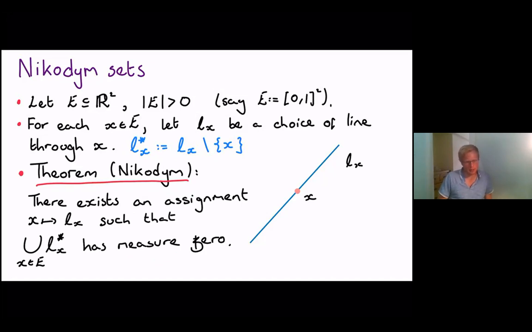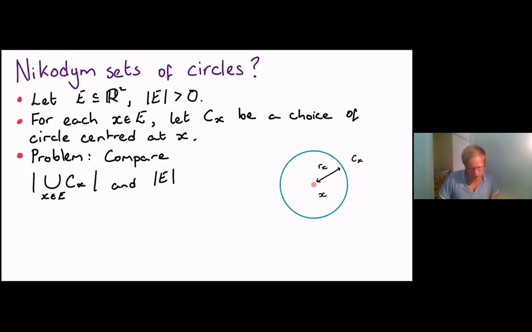It underpins a lot of behavior of operators related to the Fourier transform in higher dimensions, but maybe I'm not going to talk so much about that. We're going to be interested in variants of this Nikodym set construction, or the theory of these Nikodym sets. In particular, I'm going to be interested in taking these line segments and replacing them with families of curves. The most prototypical example of this is to consider Nikodym sets of circles.